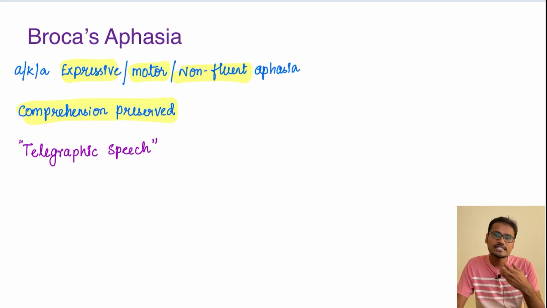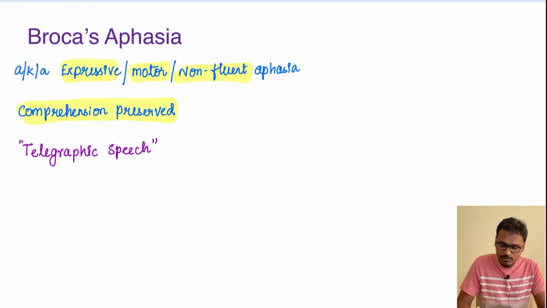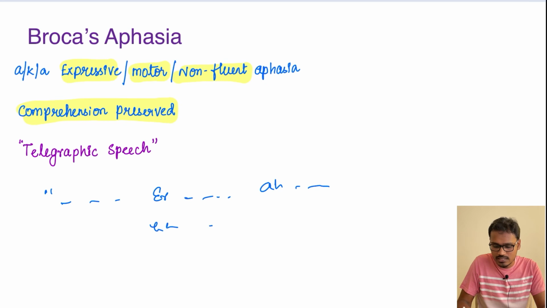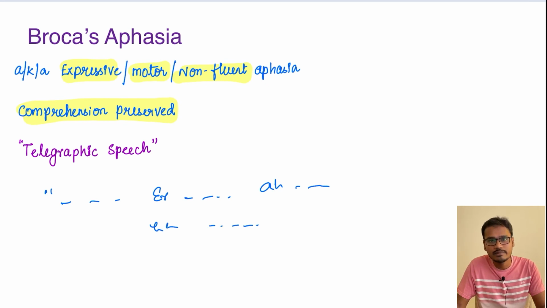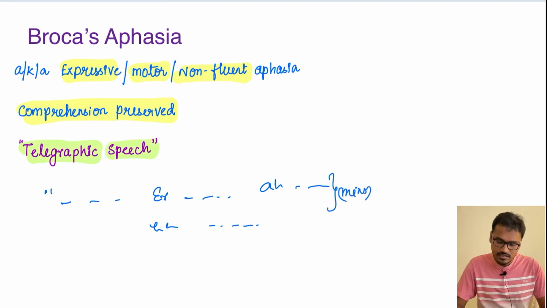So what will happen is there will be a telegraphic kind of speech. There will be so many pauses in one sentence. For example, normally we take a few seconds to complete one sentence, but this person will have a lot of gaps or pauses in his speech. To complete a few sentences, he will take minutes together. This type of speech in Broca's aphasia is called telegraphic speech.